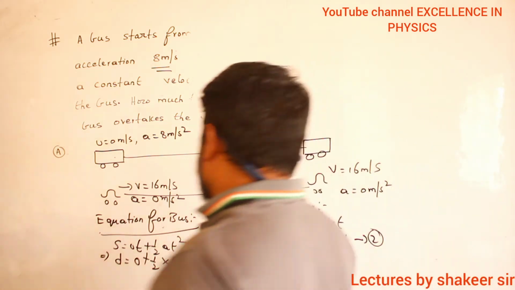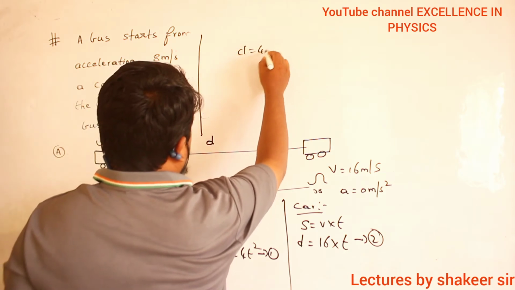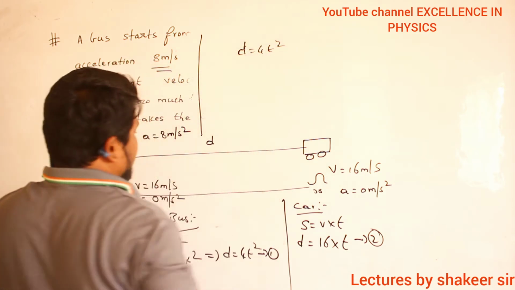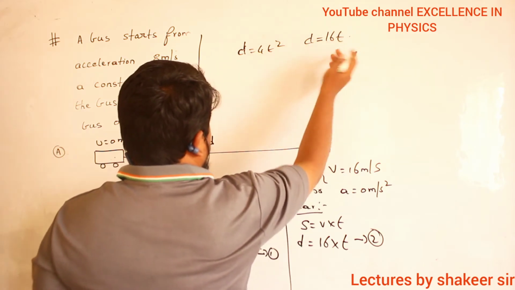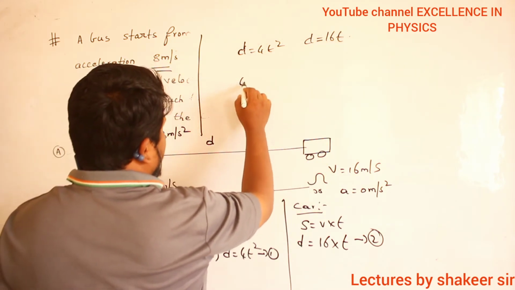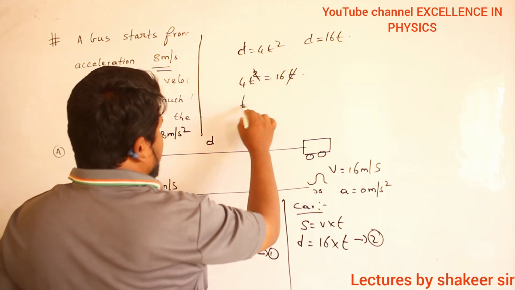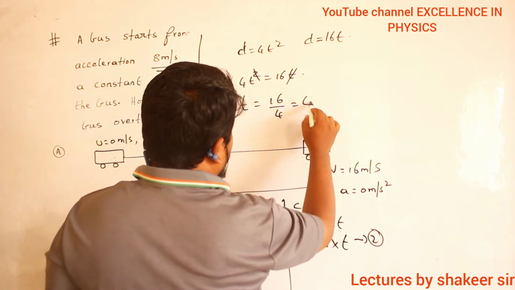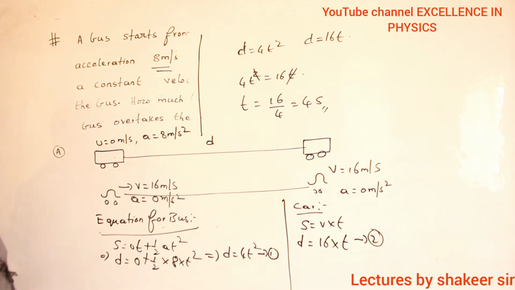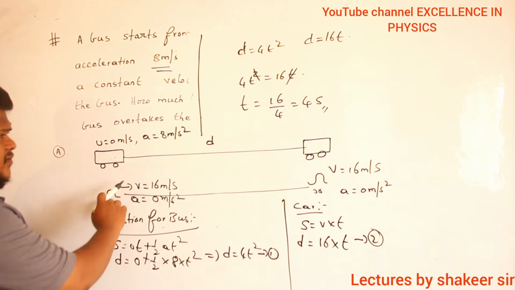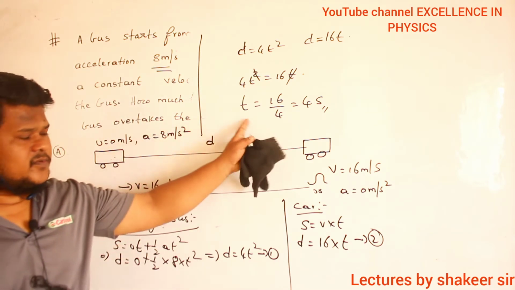Clear? So d equals 4t square is one equation. Another equation is d equals 16t. Both are d's only, so just equate both of them. So 4t square is equal to 16t. So t cancels from both sides, and t equals 16 by 4, which is equal to 4 seconds. One answer I got. It means the bus will overtake the car after traveling for 4 seconds.